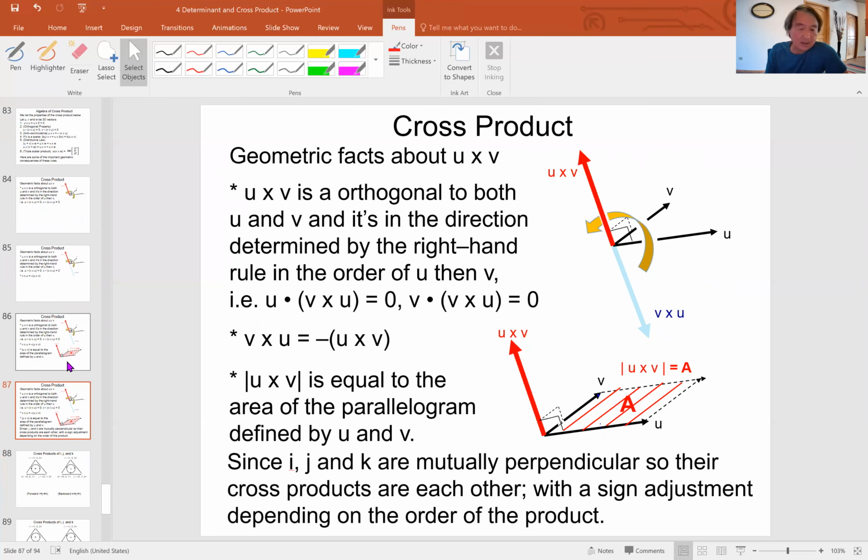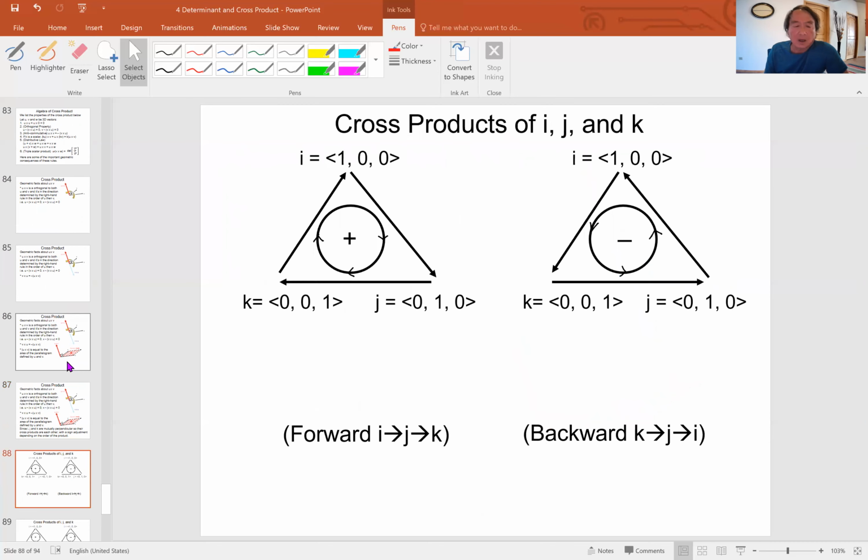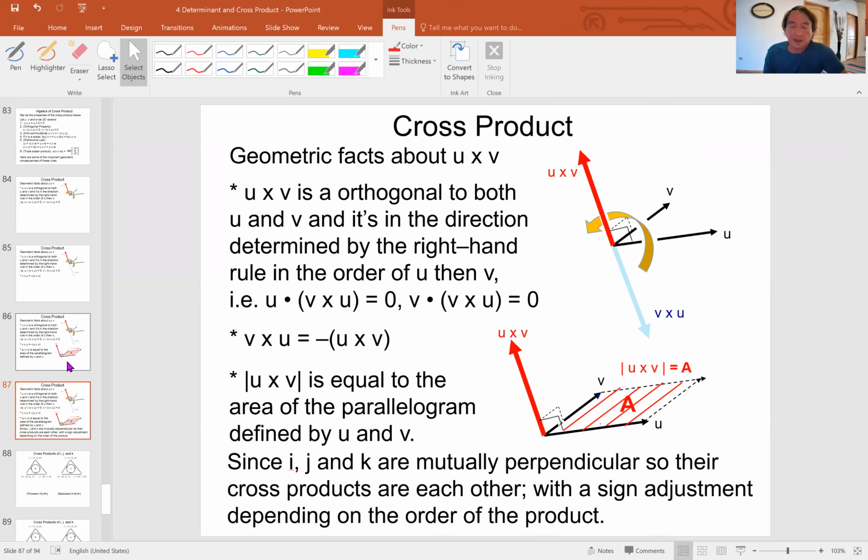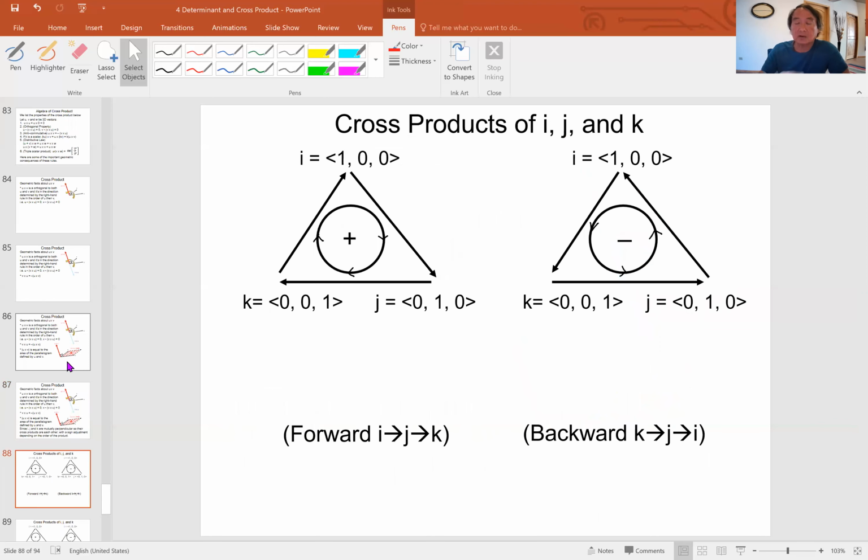We'll talk about the proof of this in the book. Another way to do this cross product is to do everything algebraically. Since i, j, k are perpendicular, if I cross i and j, I get the vector k. If I cross the x-axis against the y-axis, I get the z-axis. So these are the cycles of crosses of i, j, and k.